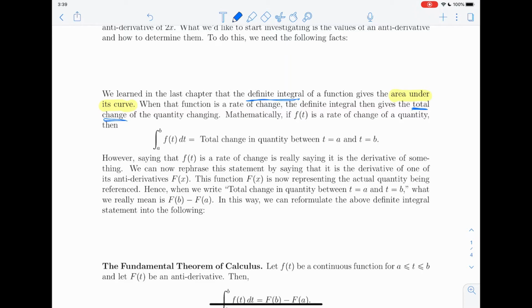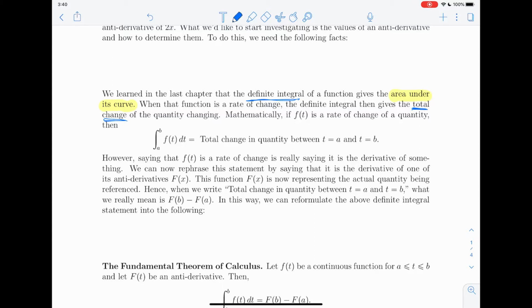of the quantity. Mathematically, what this would mean is that if we're given a function f of t and it's a rate of change of a given quantity, then what we determined was that the definite integral from a to b of f of t dt was determining the area under the curve, meaning the total change in quantity between a and b. And we approximated this using rectangles. However, we kept using this language because it relates to our intuitive notion of rates of change and velocity and stuff like that.